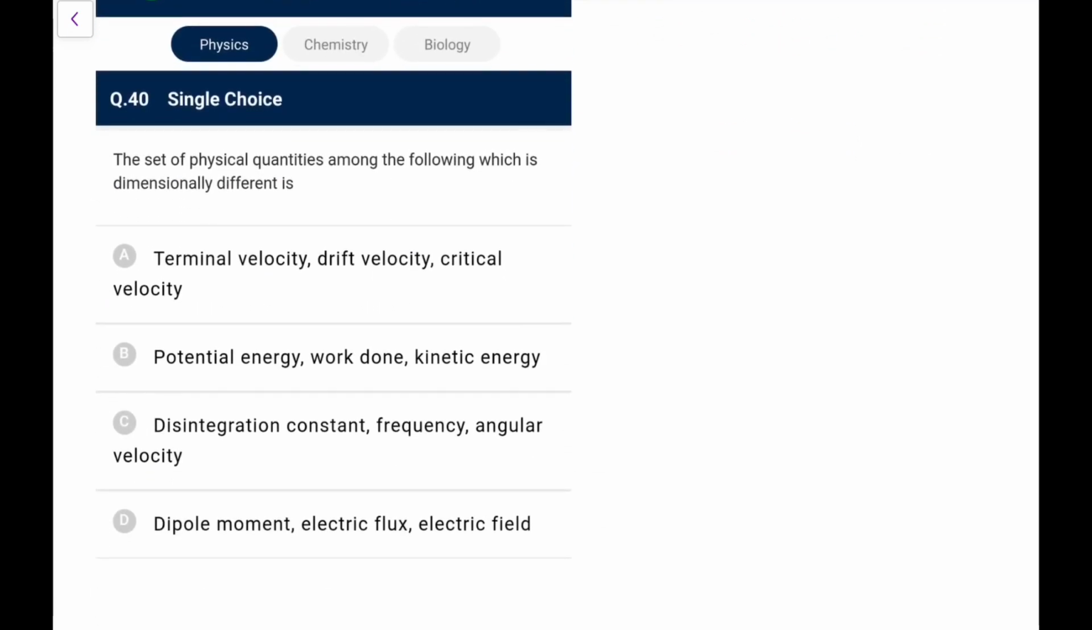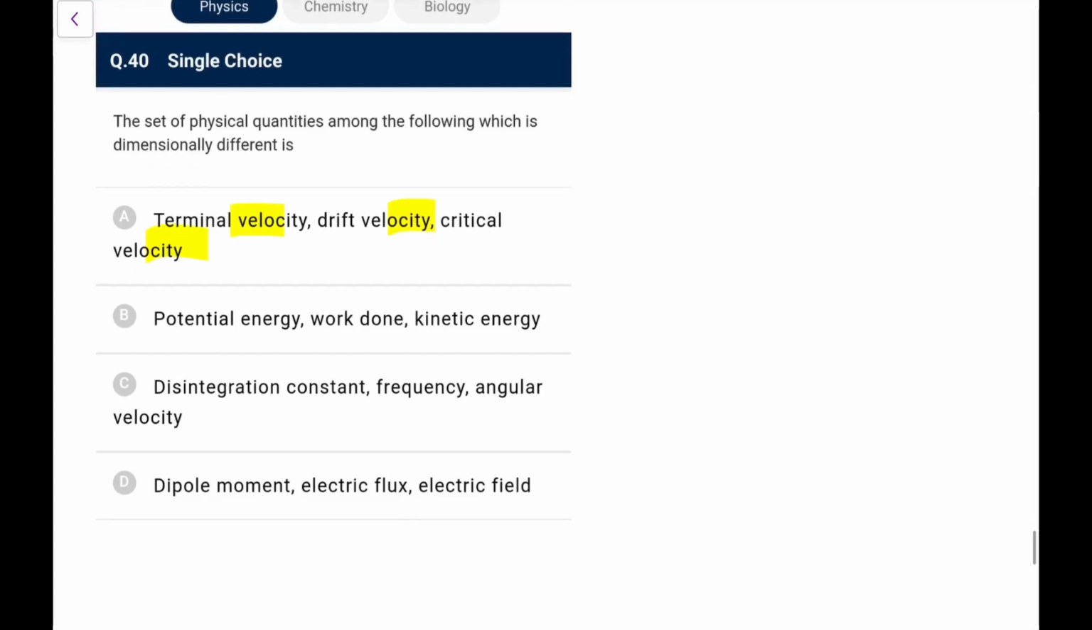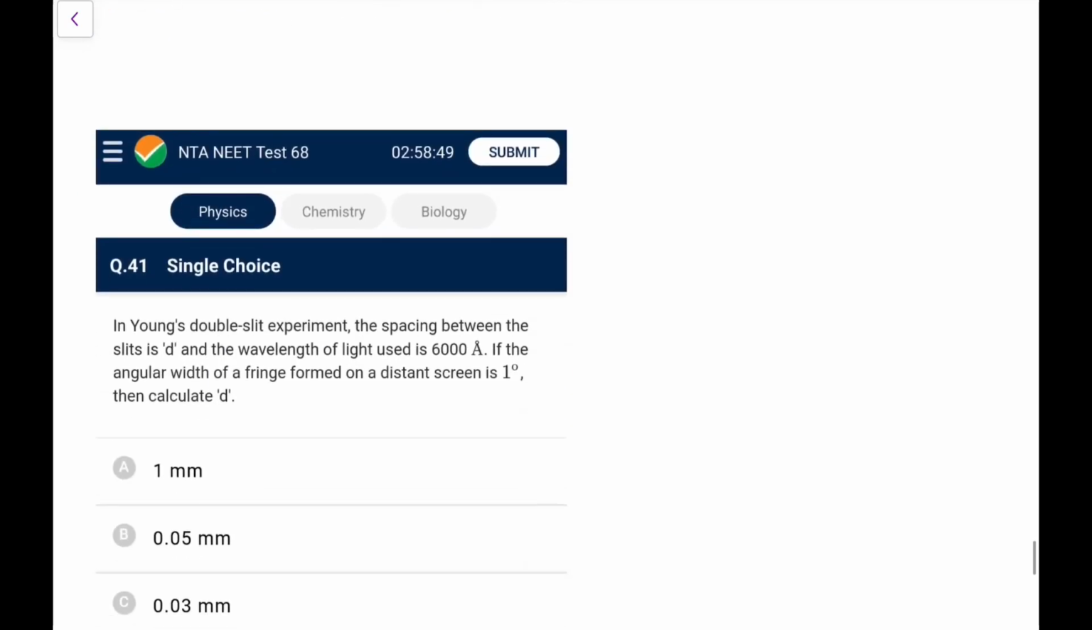Next one. The set of physical quantities among the following which is dimensionally different. Velocity, velocity, velocity, all velocity will be same, so no issue. Potential, work, kinetic, all are same. Disintegration constant, it is 1 upon time. Frequency, 1 upon time, angular velocity, 1 upon time, dimensionally it is same, so definitely we'll go for the last one. Dipole moment, electric flux, electric field, you know flux and field are definitely different because flux is field into area, so go for D. It's an easy one, though you have to read all 4 options.